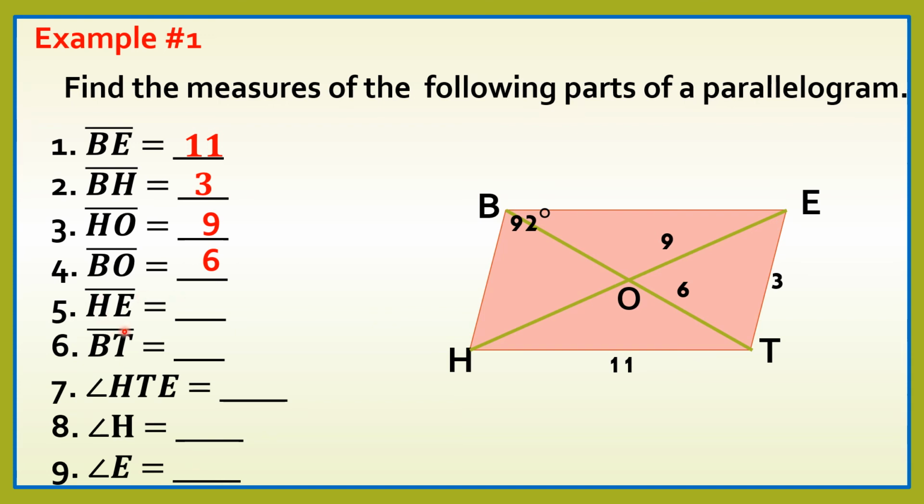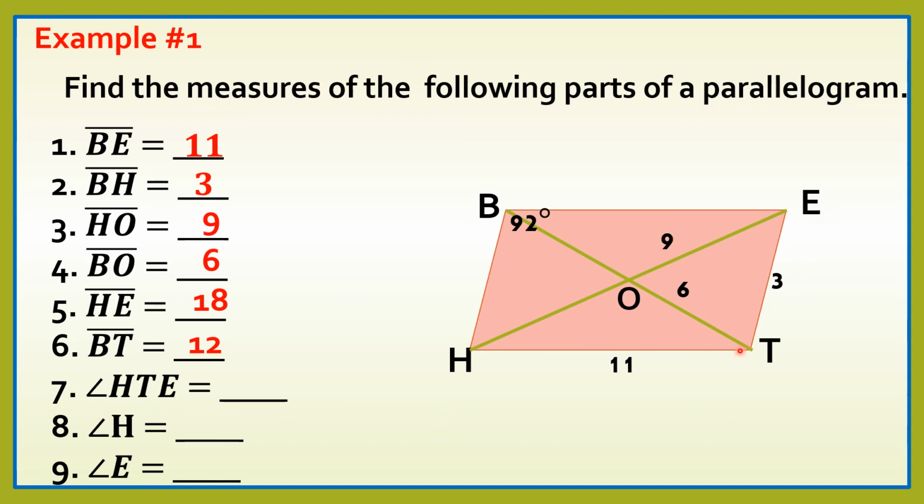HE or segment HE. So, yung isang buo. Kung itong HO natin ay 9, then 9 din to. Yung isang buo natin, the measure is 18. Let's go to segment BT. Same pa rin. So, ito yung BT, isang buo. Kung ito ay 6, the other side is also 6. So, ano yung isang buo? The answer is 12.